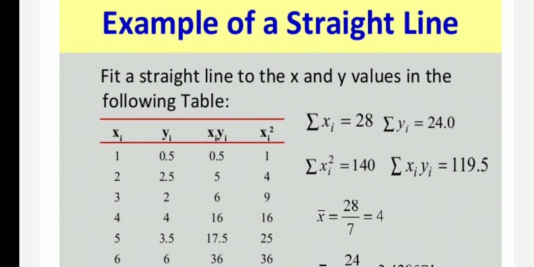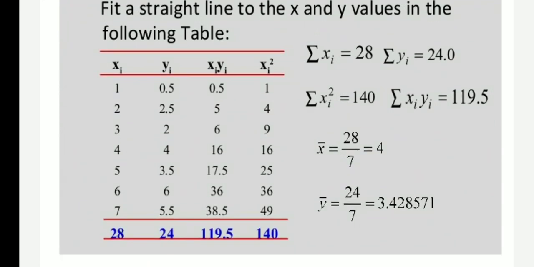So we have already calculated here. Fit a straight line to the x and y values in the following table. The x values are given as 1, 2, 3, 4, 5, up to 7 values. The y values are given here: 0.5, 2.5, 2, etc. Now take the product of x and y. 1 into 0.5 is 0.5, 2 into 2.5 is 5, 3 into 2 is 6, 4 into 4 is 16, and so on for the other values, and take the square of x.